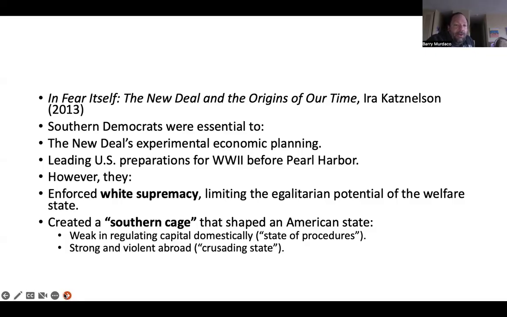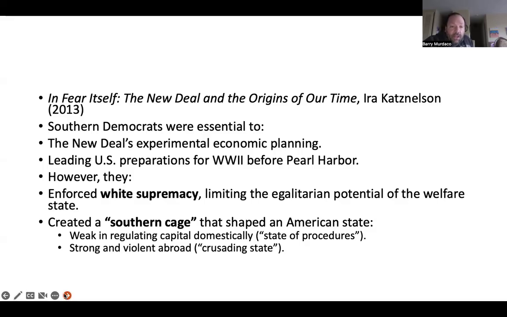So Katznelson points out the role in which Southern Democrats, segregationists, were essential to the New Deal. Basically, the New Deal would not have been passed without the support of the Southern Democrats, which means, of course, that they had leverage to tailor the New Deal programs in a way that would suit their preferences as well. Which means, of course, that they were able to basically exclude most African Americans from the economic programs of the New Deal.